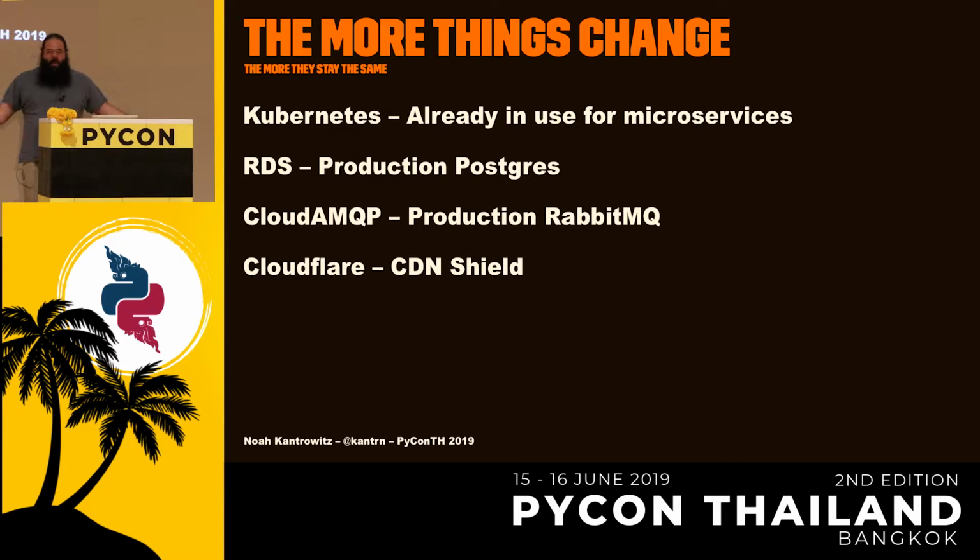We knew we wanted to use Kubernetes. It was already in use before I joined the company for some of their microservice experiments. And I came in as a Kubernetes person. It's my weapon of choice for container wrangling. We knew we wanted to keep using RDS and CloudAMQP for Postgres and RabbitMQ respectively.